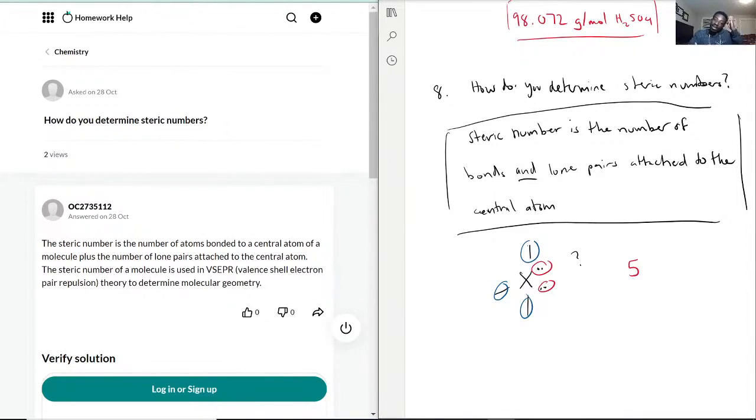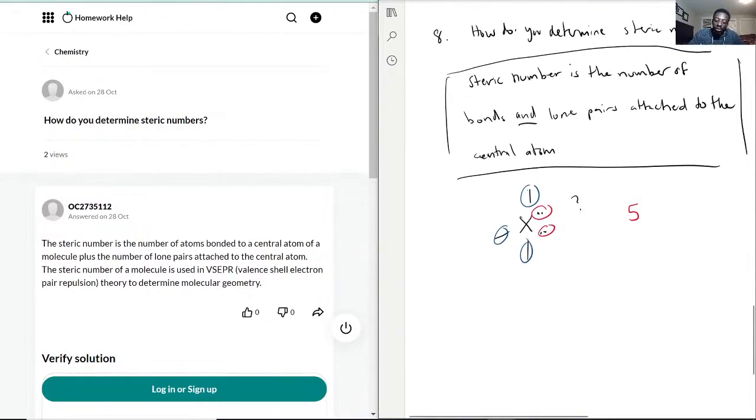Okay, now let's think of practical examples. If I gave you H2O, water, what would the steric number be? We use the same concept here. You circle in each bond, then you add the lone pairs. This has a steric number of 4.